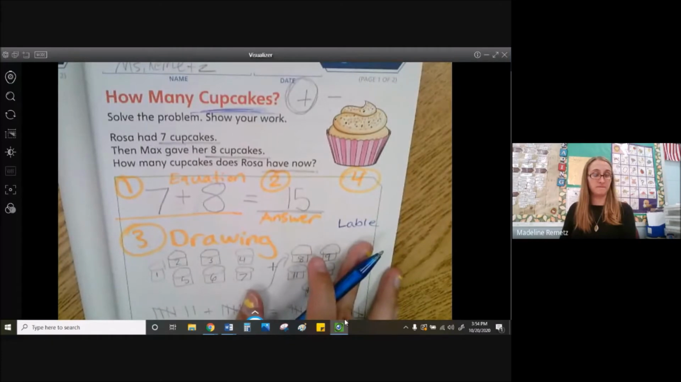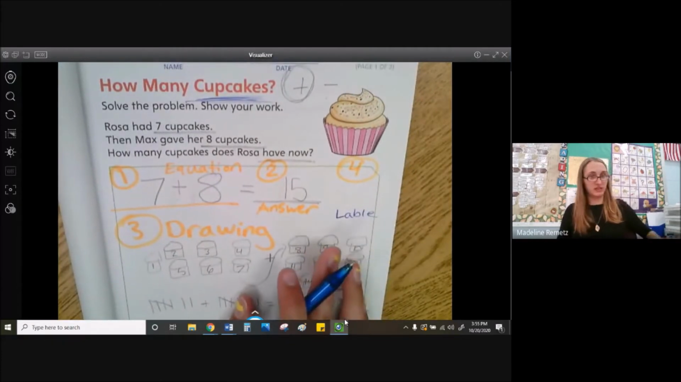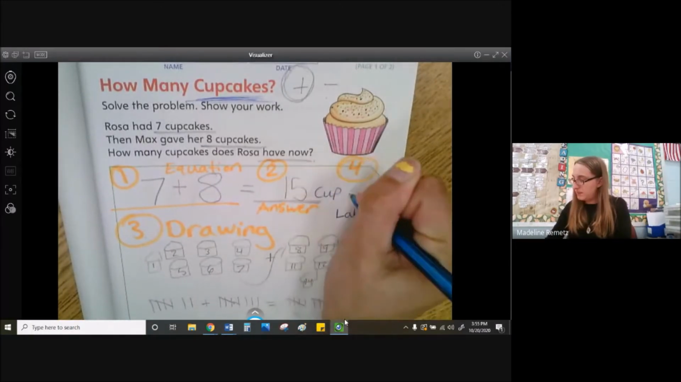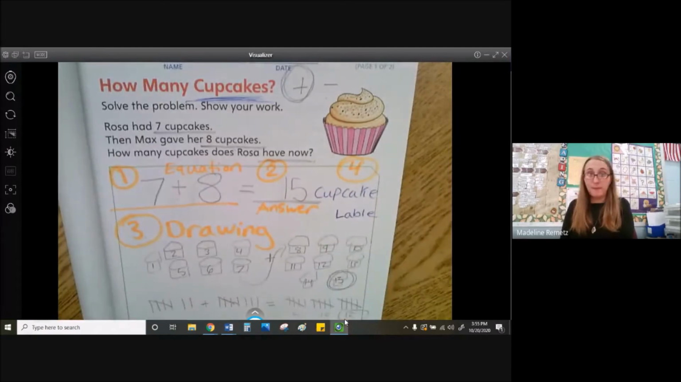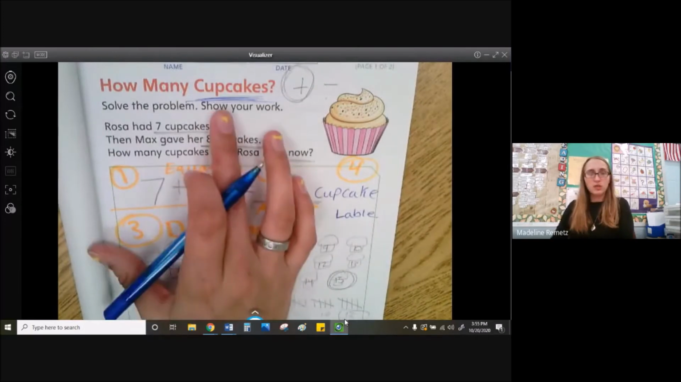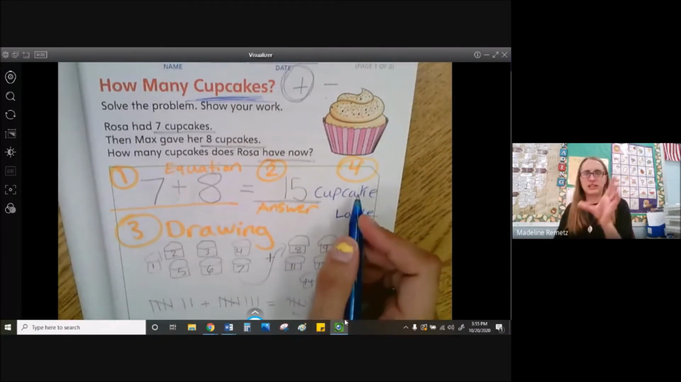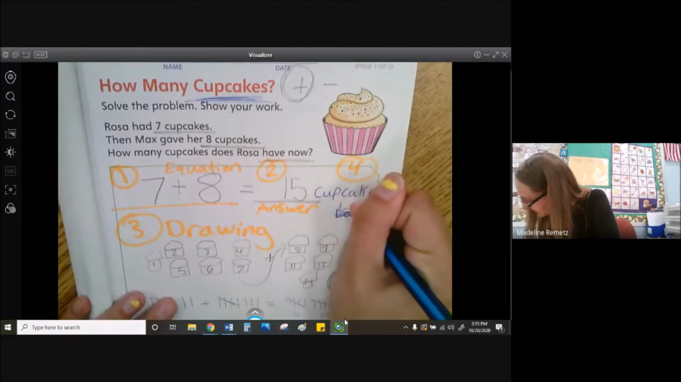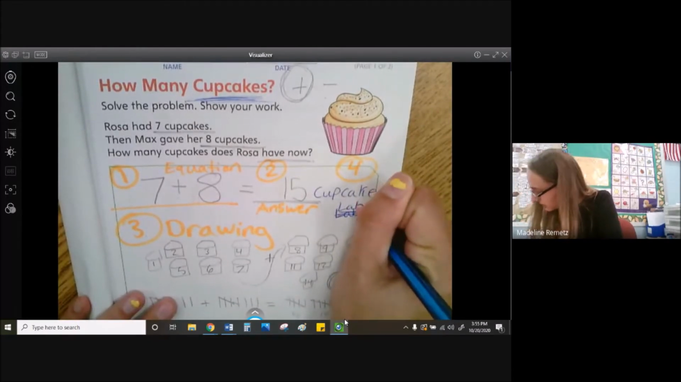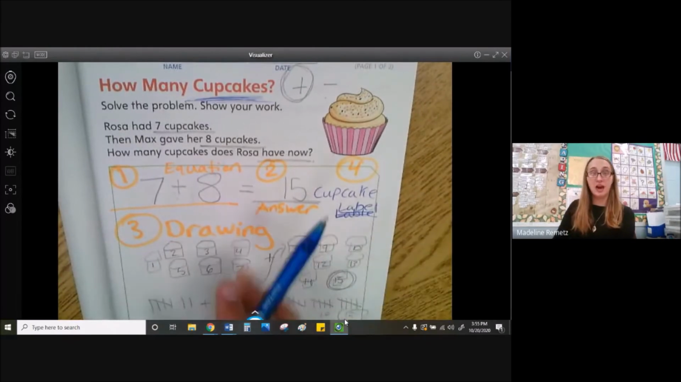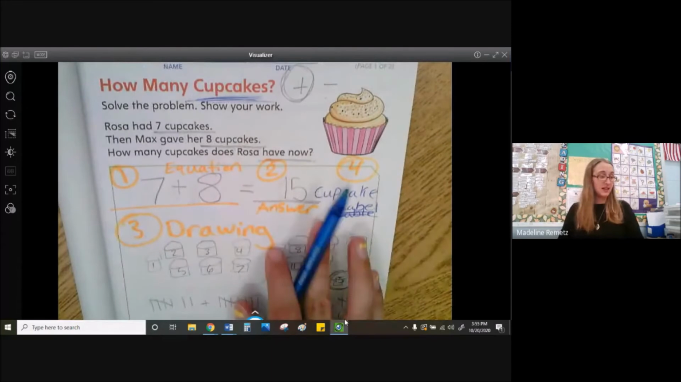What am I counting? So I would write down what I'm counting. I'm writing cupcakes. Now you have to be very careful because when you're writing, I want you to label exactly what it is that you were counting, okay? Oh, I just realized I wrote label wrong. This is called a label. I think I was thinking of table. Label. Now, I was counting cupcakes, so I would label it as cupcakes.